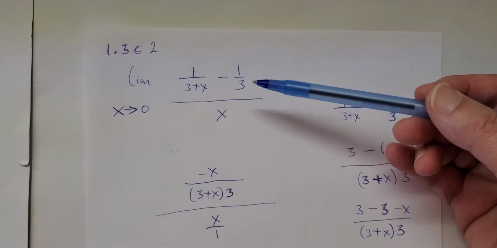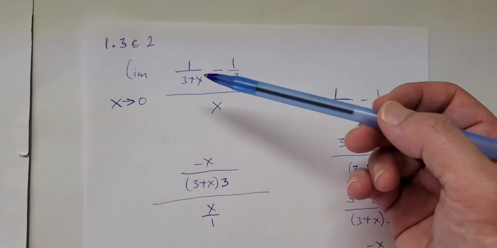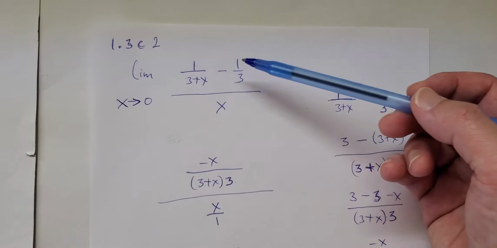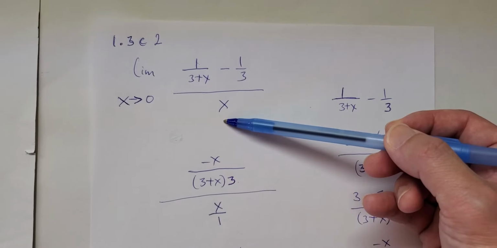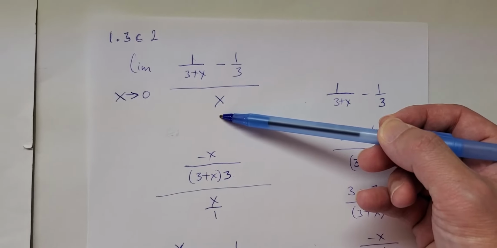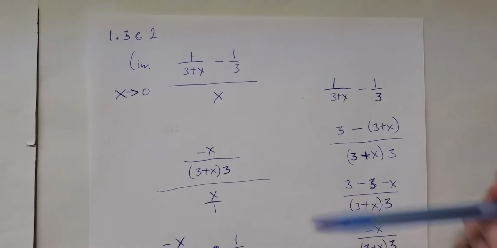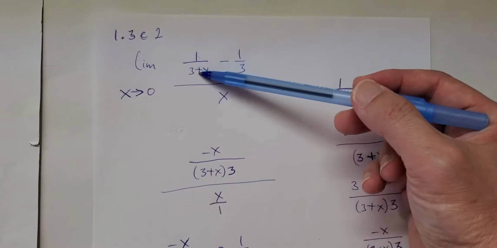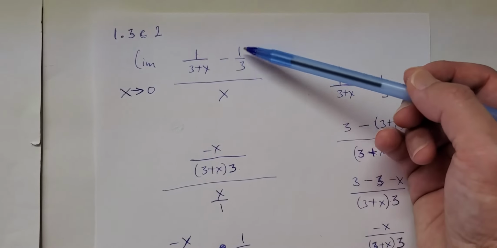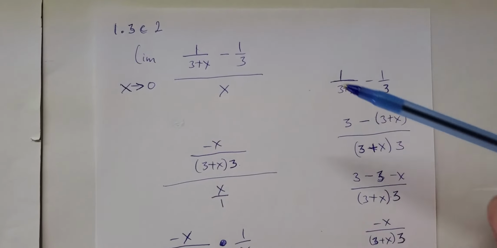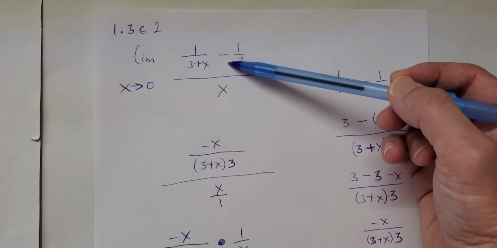This lesson is 1.3C2. Here I have an example where I have fractions with fractions. So fractions subtract fractions, and then another fraction, divided by x. We have multiple fractions in this example. So first thing we need to do is get rid of this. We have to do a common denominator on the top first.